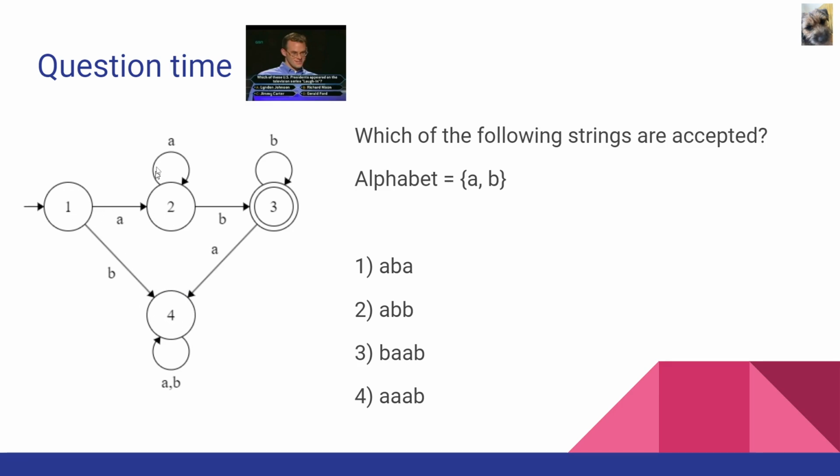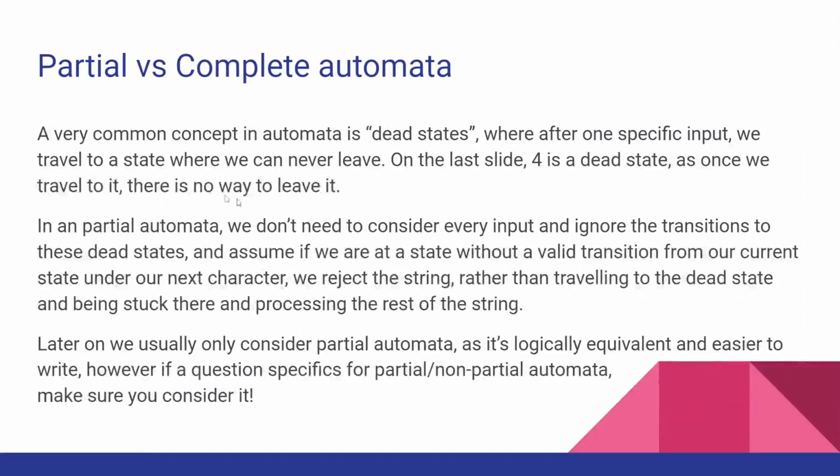Or if we go A, B, and then we do anything other than B, we don't say A goes to this dead state and then continue processing. We simply just reject it right there. We reject the string rather than traveling to the dead state.